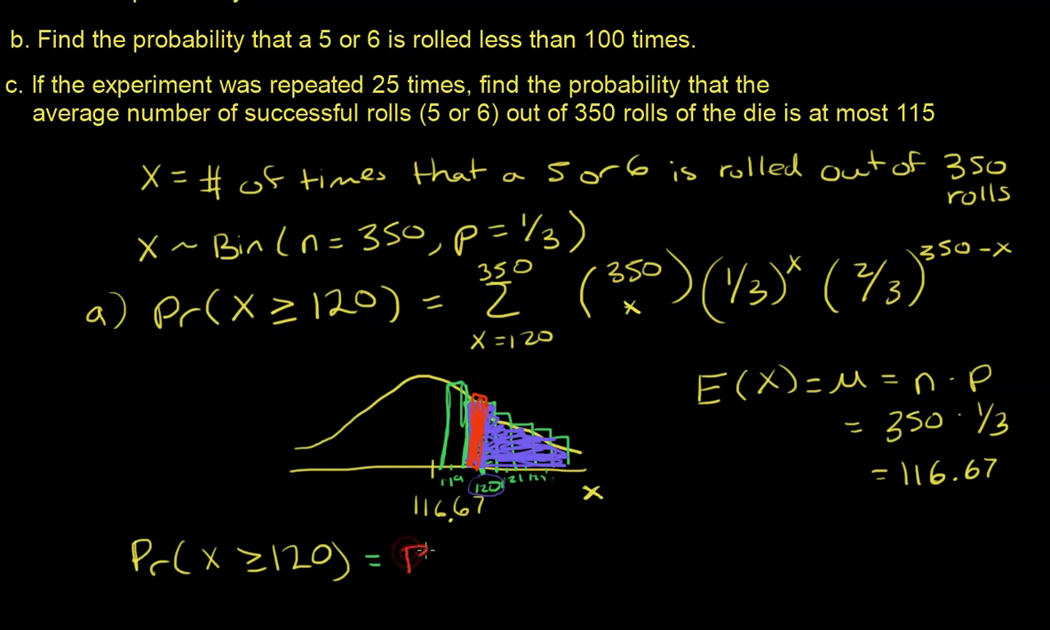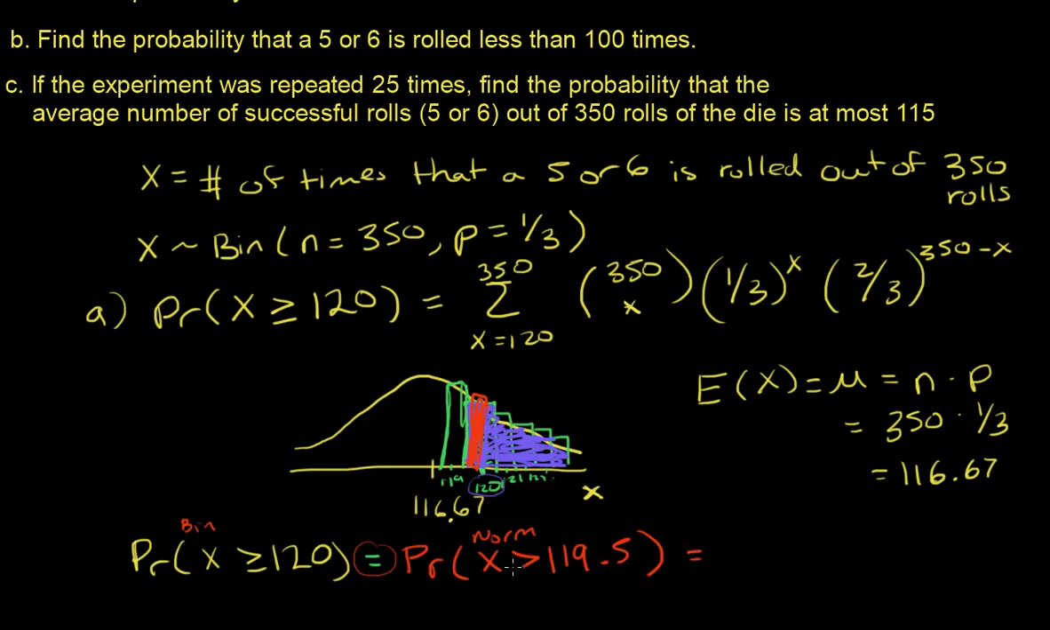So let me go ahead and write this down. What I'm saying is that this is going to equal the probability that x is greater than 119.5, halfway between 119 and 120. This is the continuity correction, and this is the normal approximation to the binomial. So over here, x is binomial. Over here, x is normal, and that's very important, right? Once we've made that switch from the binomial to the normal distribution, now we just treat this like a normal distribution.